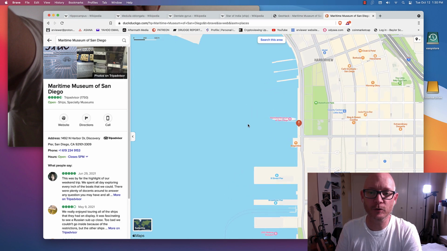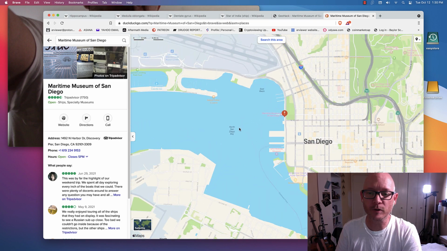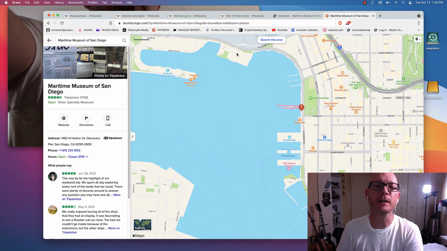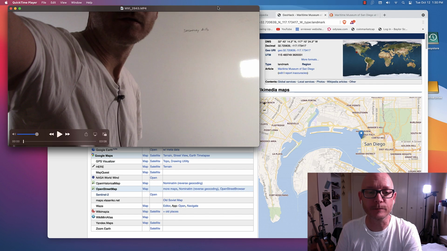But the ship also, they say, does still go on runs, I think up to Alaska or something like that. So that's what it does, and that's where it is. So that's the target. Let's see what happens. Now, all right, let's go.